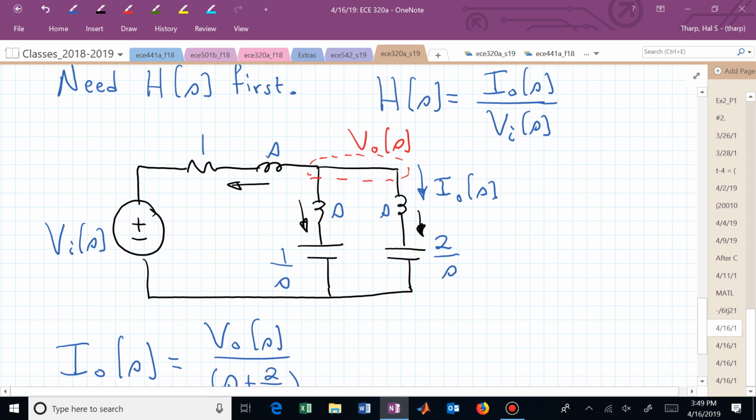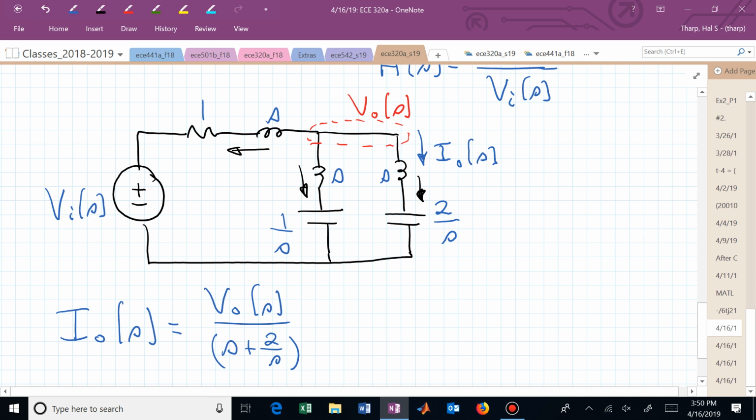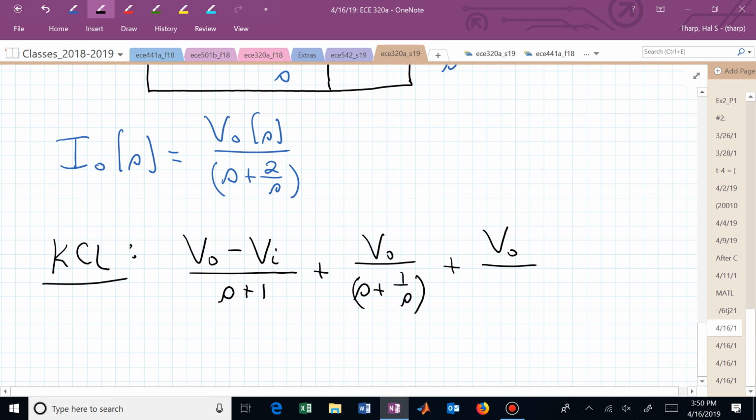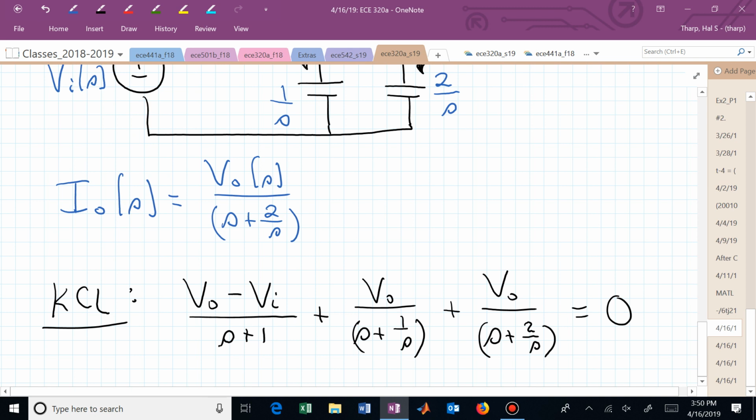The first or the middle current, which is now v sub 0 over that impedance, s plus 1 over s. And finally, the rightmost vertical current is v sub 0 over that impedance, which is s plus 2 over s. Those three currents now sum to 0, and this is my one equation that contains my independent variable, my input, v sub i, and my to-be-determined node voltage, v sub 0 of s.